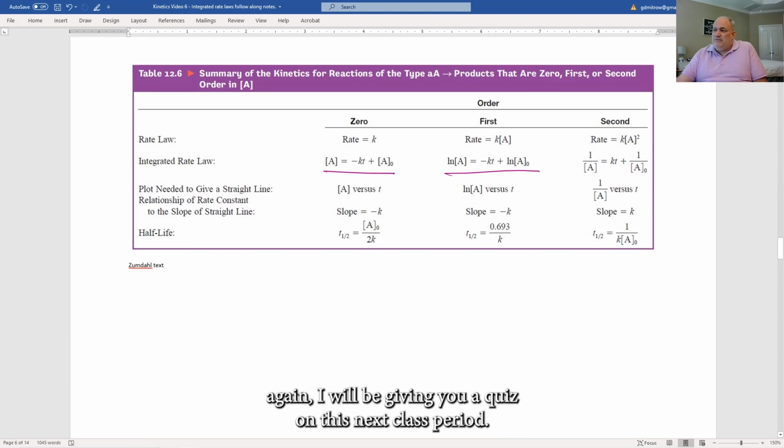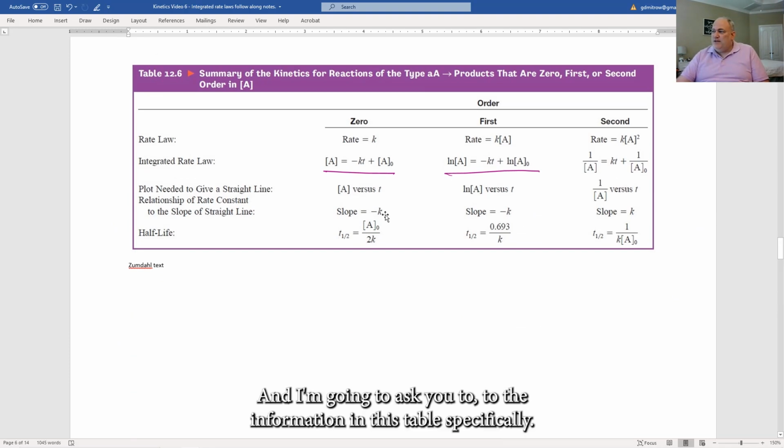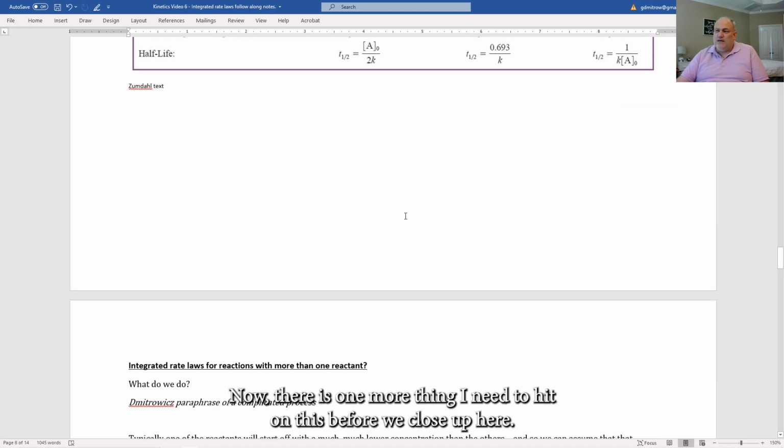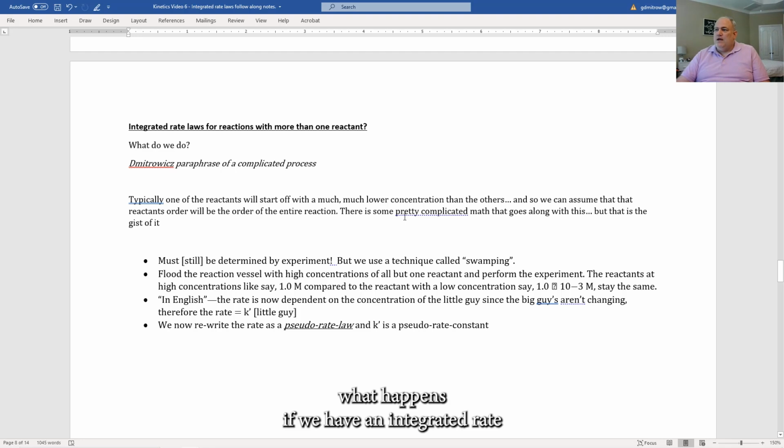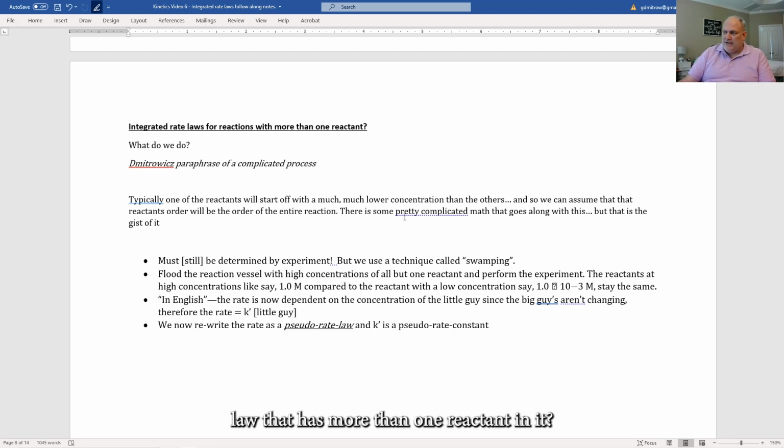Again, I will be giving you a quiz on this next class period, and I'm going to ask you to recall the information in this table specifically, because it's that important. Now, there is one more thing I need to hit on before we close up here. What happens if we have an integrated rate law that has more than one reactant in it?